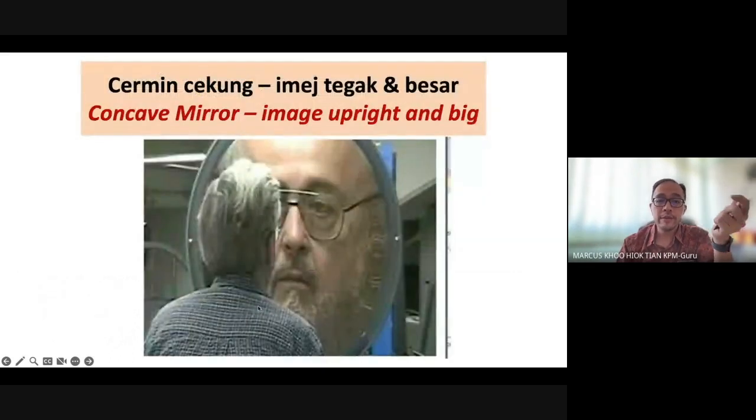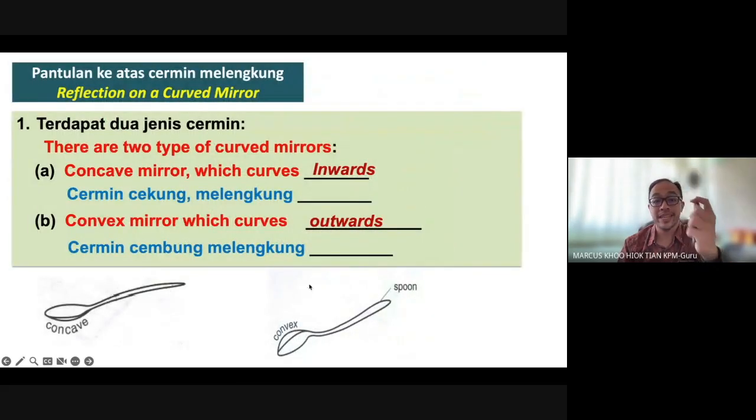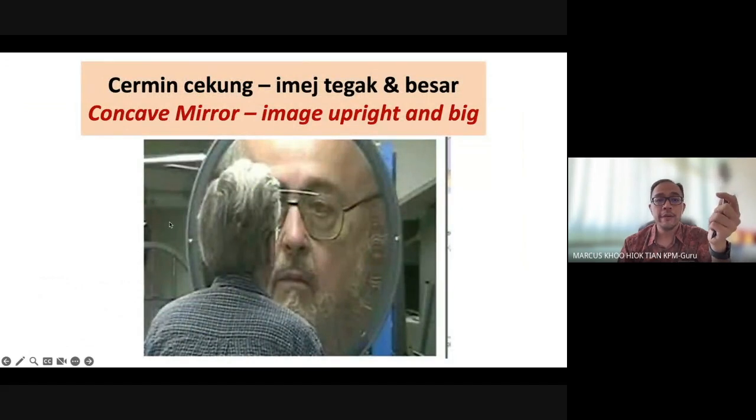Now generally a concave mirror, as we said just now, is the one that curves inwards. If you go very near to the concave mirror, which is a little bit difficult to do with a spoon, what you will see is that your image will be upright and big. But again, we don't use the word big anymore. What is the word that we use instead of big? We use magnified.